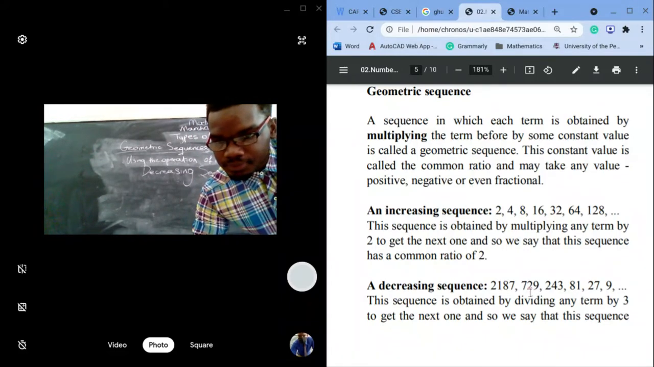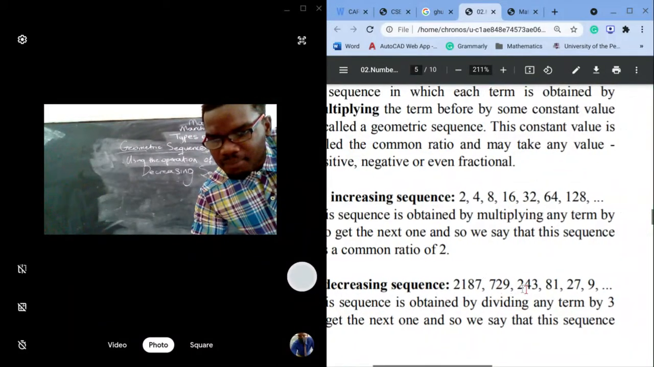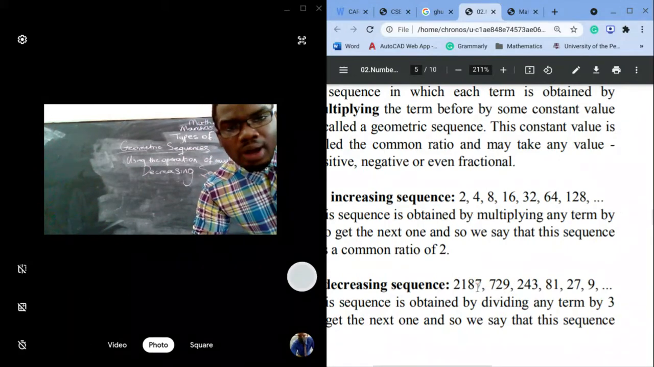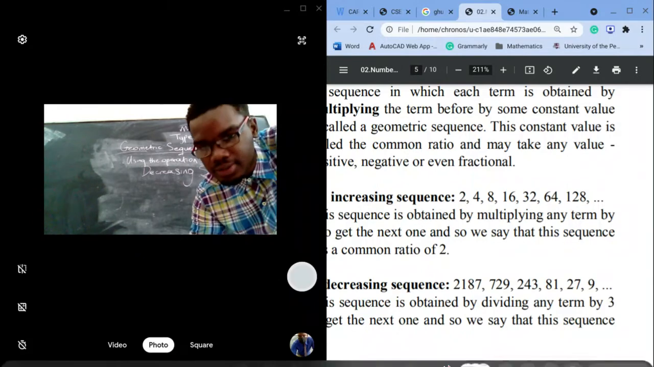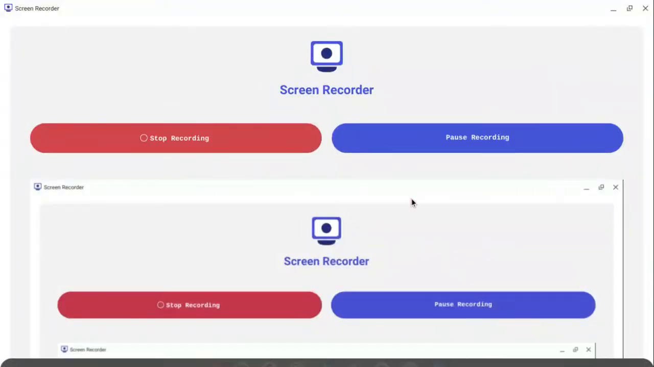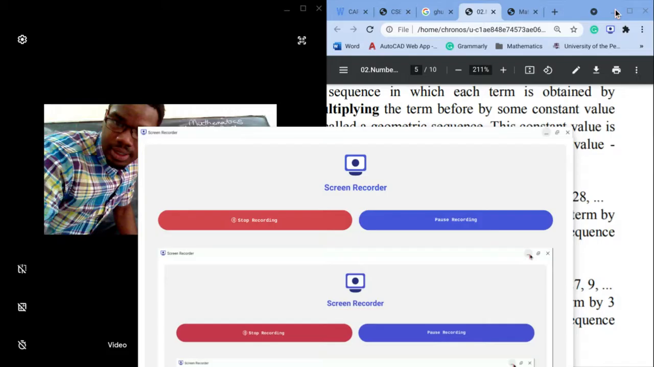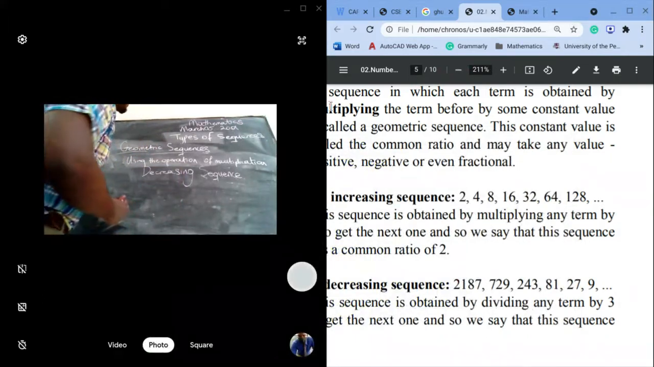If I tell you that I have, for example, 2,187, that's term 1, let's write that. Wait, let me just quickly go for another chalk, a moment. I apologize about that. Here's my chalk. Let's continue now.